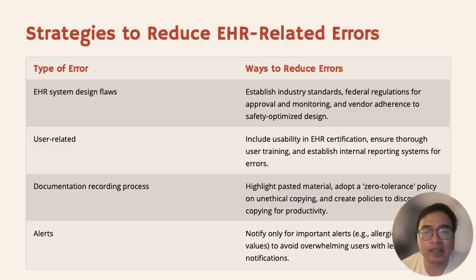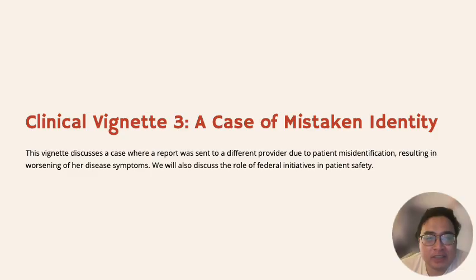Let's move on now to the last vignette of this lecture. So this is our final case for our short lecture. This is clinical vignette 3. Title is A Case of Mistaken Identity. This vignette discusses a case where a report was sent to a different provider due to patient misidentification, resulting in worsening of her disease symptoms.